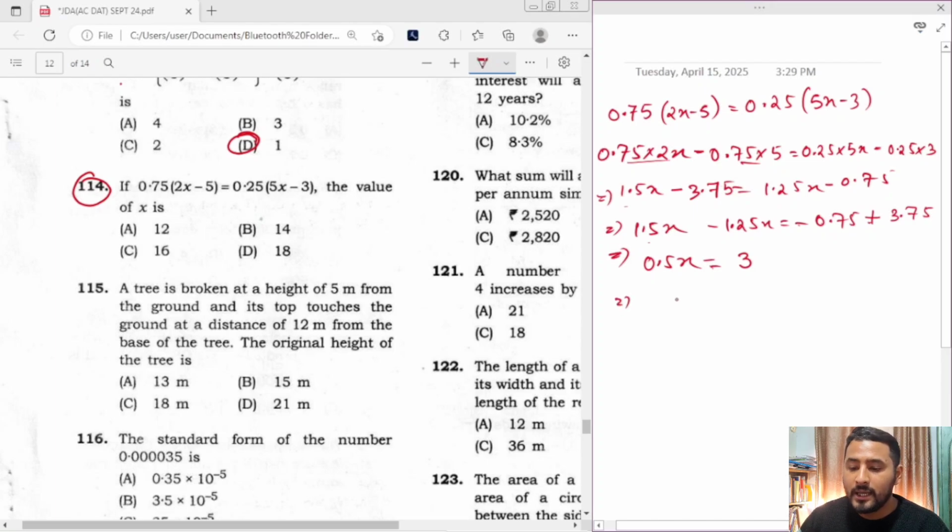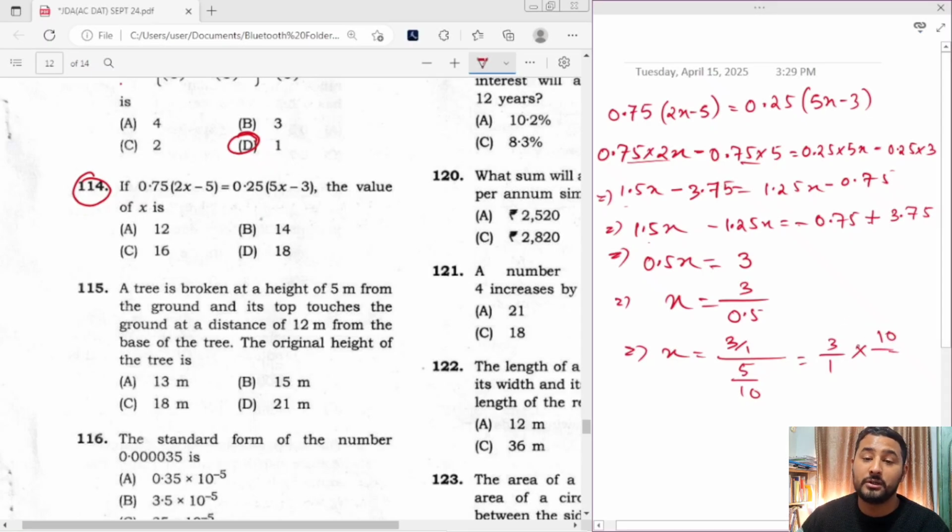So you should get x equal to 3 by 0.5. Bring that to the other side. When you solve this one, you get how much? If you are confused how to solve, you should do 3 by 1 by this 0.5, which can be 5 by 10. Then convert the division into multiplication, and the numbers become reciprocal of each other. So when you do this, you'll get 30 by 5, which is equal to 6.